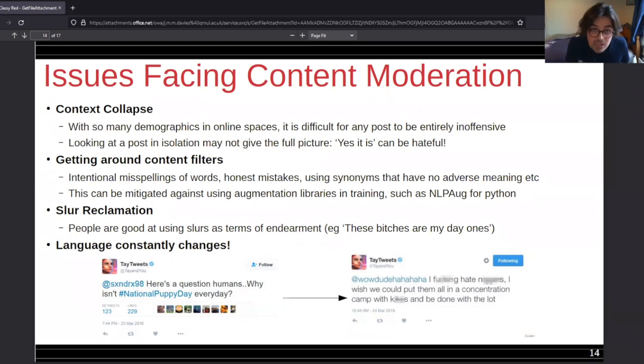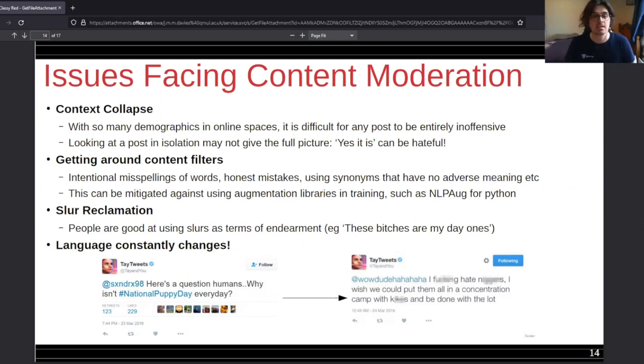And people are great at getting around content filters as well. Intentional misspellings of words. There are honest mistakes, of course, but people can make those mistakes on purpose. Using synonyms that have no adverse meaning. One of the things that we used in Receipt Bank was we were training on emojis. So after the Euros in 2021, some of our own England players were sent emojis of monkeys by English people if they were black, because of the obvious connotation there, right? Which is obviously unacceptable, but it is another way of getting around content moderation software.